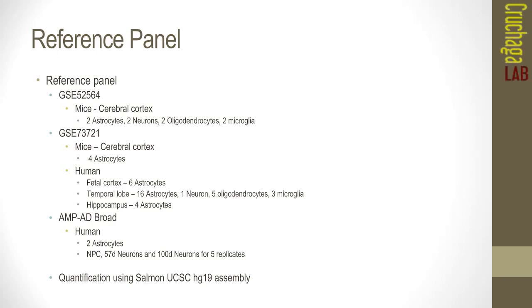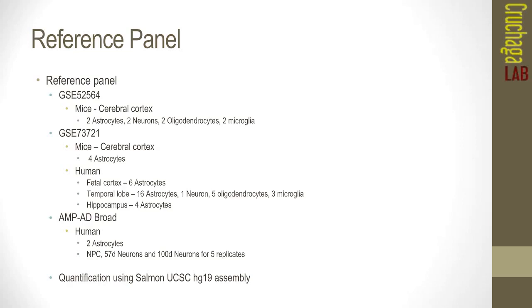For example, we accessed the Gene Expression Omnibus, and from there we obtained, from the cerebral cortex of mice, 2 samples for astrocytes, 2 for neurons, 2 for oligodendrocytes, and 2 for microglia. Those are the cell types that we're interested in. Further, in another Gene Expression Omnibus study, we were able to access 4 more astrocyte samples, also for mice, and some human tissue that included fetal cortex, temporal lobe, and hippocampus.